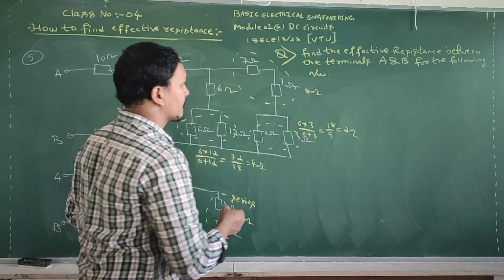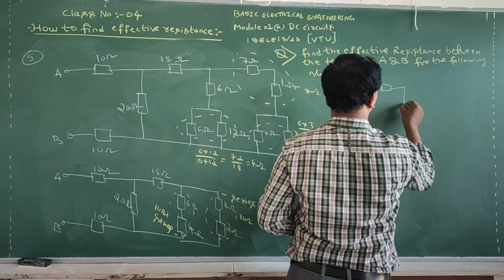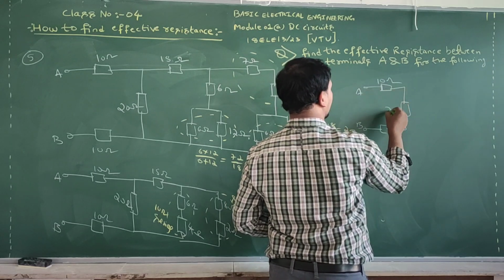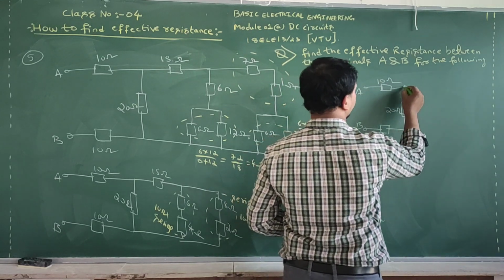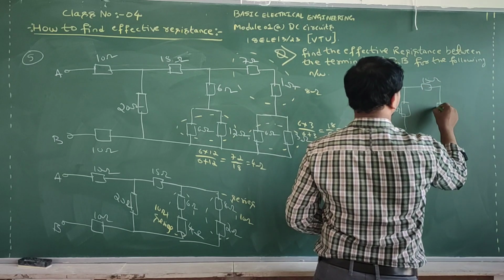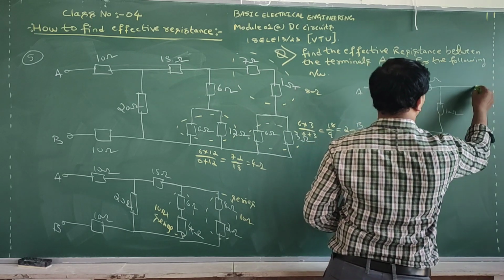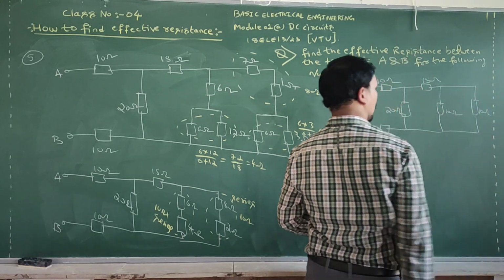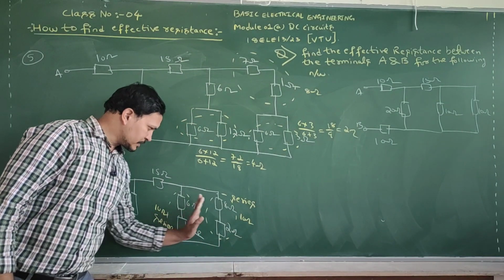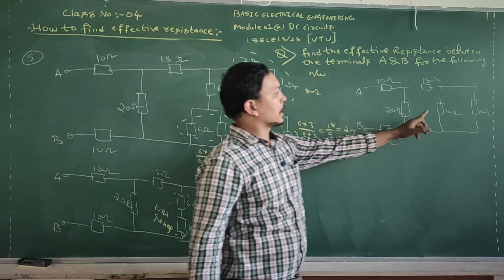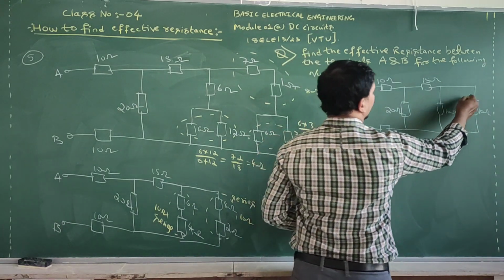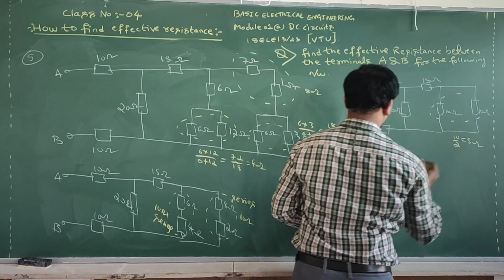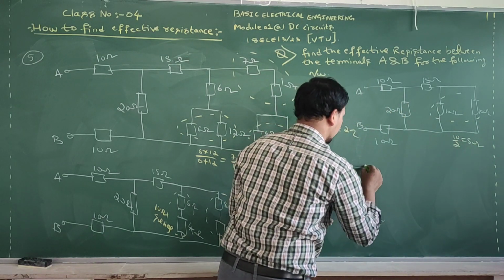Now redraw the network again. So terminals A and B, okay, 10 ohm, 20 ohm and 10 ohms, 15 ohm, 10 ohms and 10 ohms. See, now this 10 ohms and 10 ohms, I have written here. What about this again? These two are in parallel. So 10 by 2 is equal to 5 ohms. Now write the circuit again.